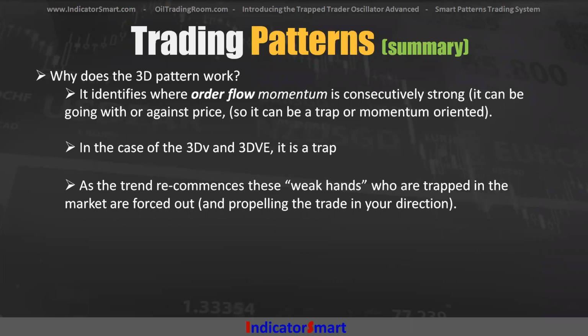So why does this 3D pattern work? It identifies where order flow momentum is consecutively strong, or where it is becoming a trap. Is it a trap or is it momentum oriented? Do you need to know that? No, we worked it all out for you. In the case of the 3DV and the 3DVE, it's a trap. In the case of the 3D, it's order flow momentum. As the trend recommences, these weak hands who are trapped in the market are forced out, propelling the trade in your direction.